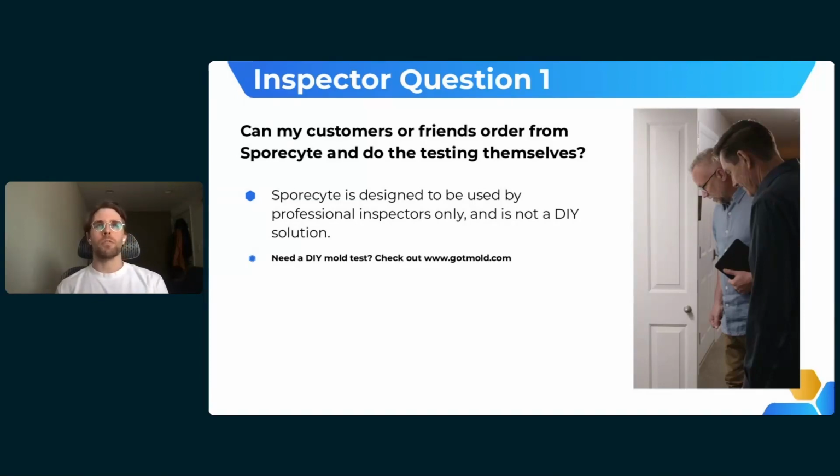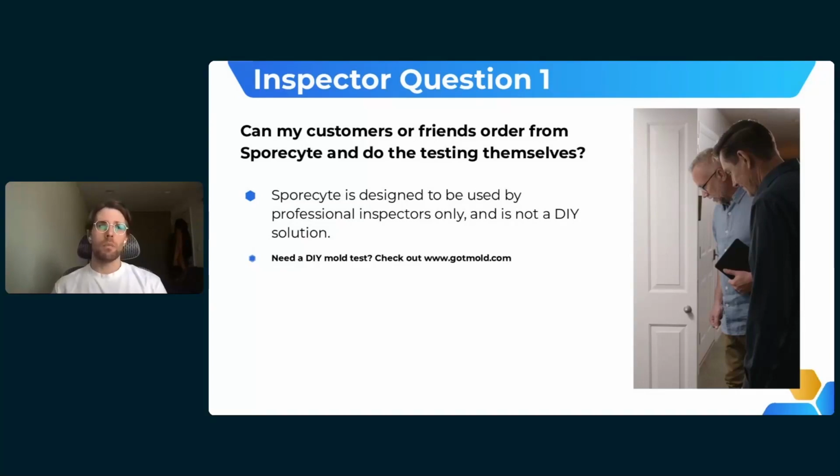We're not direct to consumer or DIY. So if your friend or your customer is a home inspector or environmental professional, certainly they could sign up with Sporesight and do some testing themselves. But if they're a general consumer, general public, a DIYer, Sporesight is not the best solution for them.